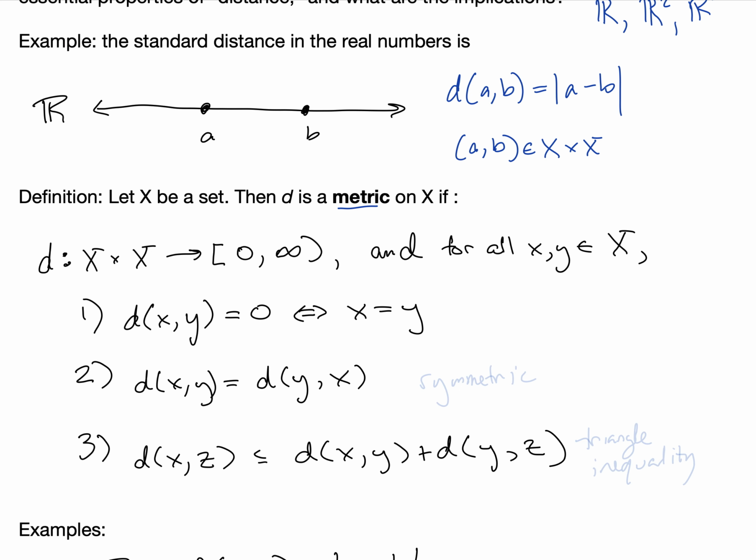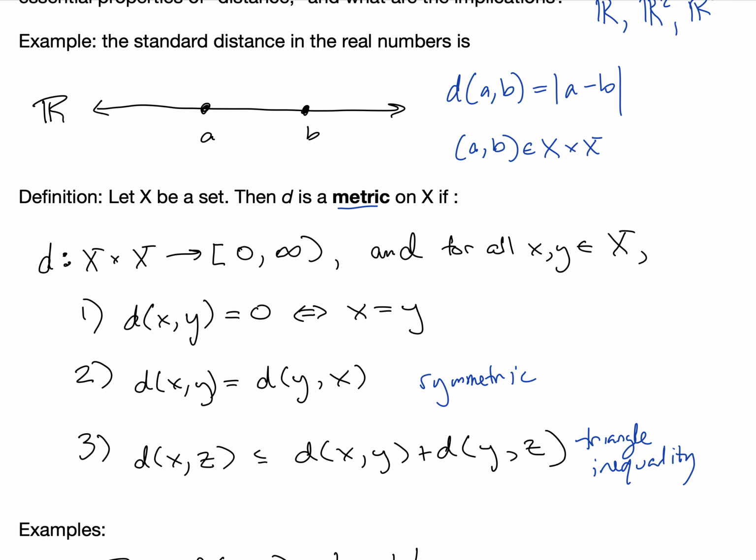2, D of X, Y is equal to D of Y, X. In other words, distance is symmetric. And 3, D of X, Z is less than or equal to D of X, Y plus D of Y, Z. This is called the triangle inequality. And we'll see where that comes from in a moment.